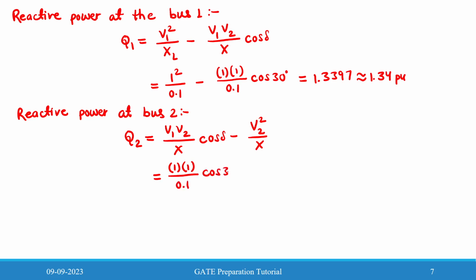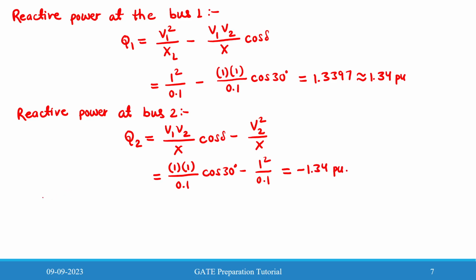So cos 30 minus V2 square divided by 0.1. This will come as minus 1.34 per unit.